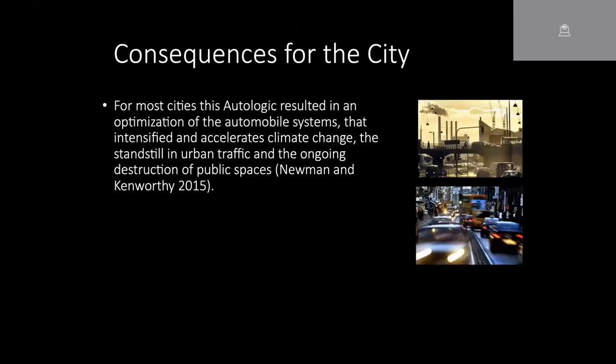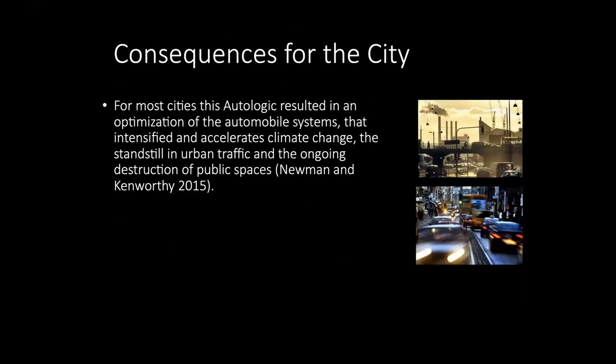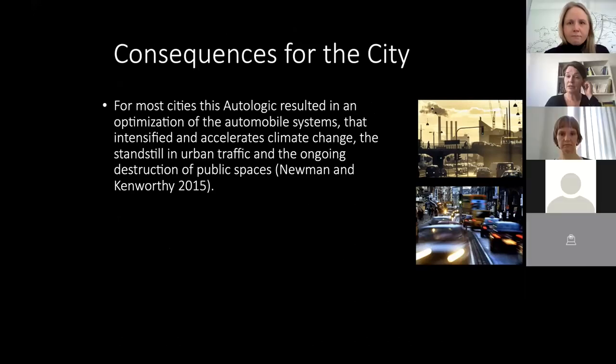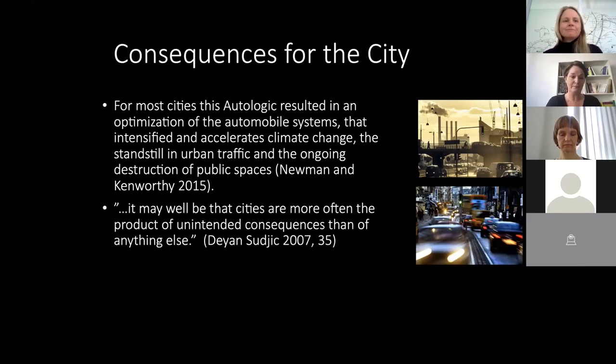But of course, it has consequences, because for most cities, this autologic resulted in an optimization of the automobile system that intensified and accelerated climate change, the standstill in urban traffic, and the ongoing destruction of public spaces. The pictures I have on the side here are pictures from Copenhagen, and it's always good to bring these pictures because people always think Copenhagen, there's a lot of cyclists, so this is all there is on the street. But we also have a lot of cars in Copenhagen, and they actually also take up a lot of space.